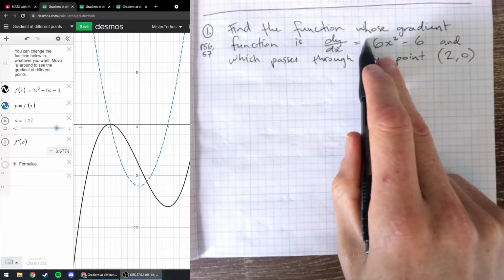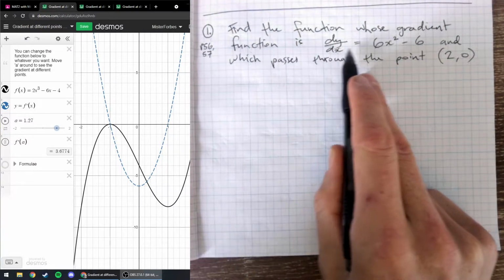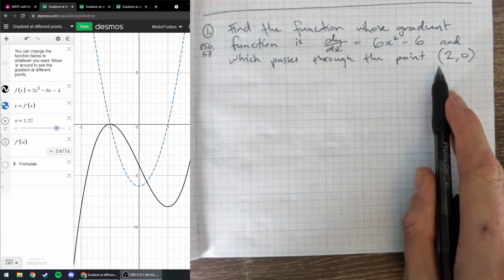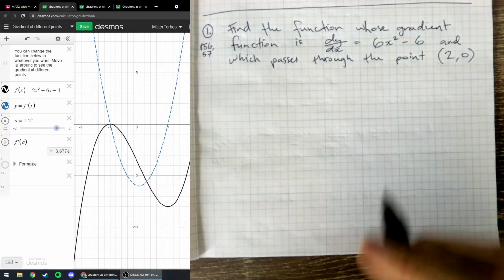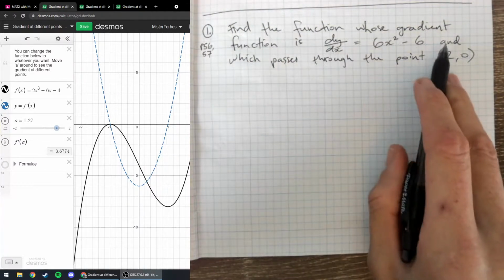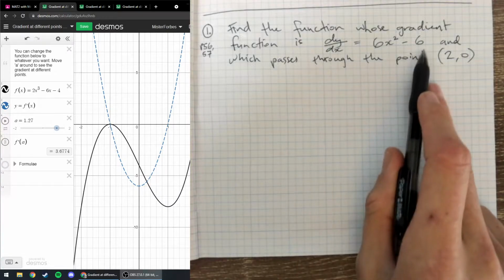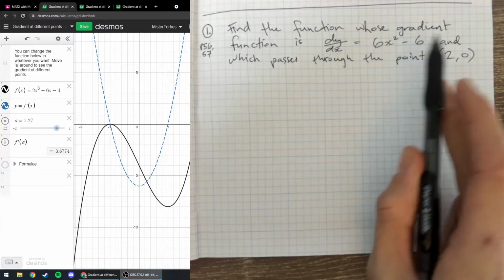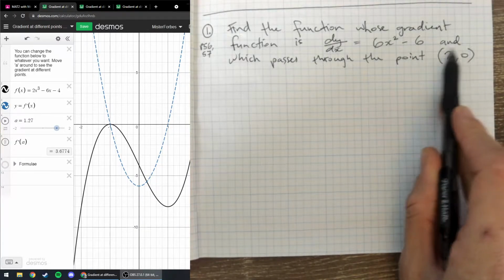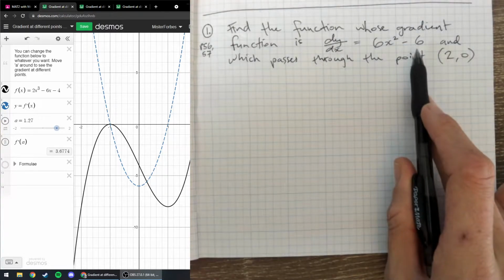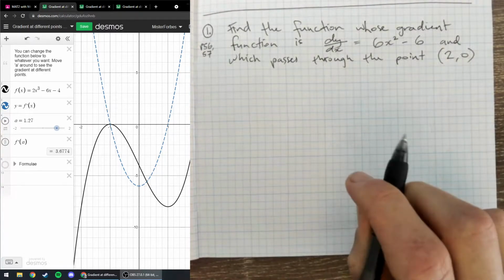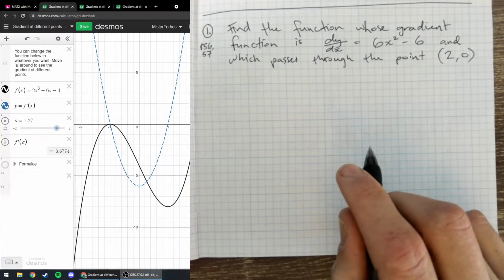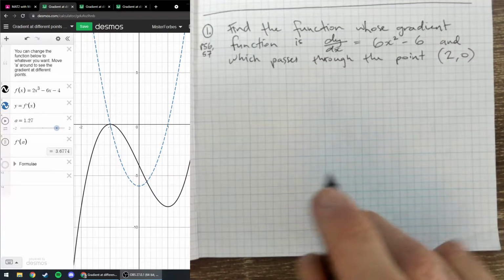Find the function whose gradient function is dy by dx equals 6x squared minus 6 and which passes through the point 2, 0. Now, what we have to do for these is anti-differentiate. That's going to find us a function which will have a plus c, and then we're going to use the point given to find the complete equation. That's the same process for all 3 of these examples, but they're just going to get a little bit more difficult with application as we progress.